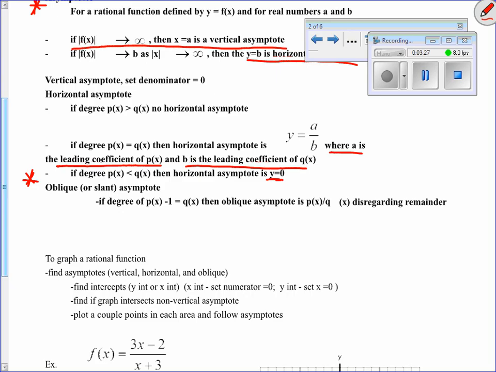So this is where we maybe need to refresh our memory: oblique or slant asymptotes. If the degree of p of x minus 1 is equal to the degree of q of x, so in other words, the degree of the top is exactly 1 more than the degree of the bottom, then the oblique asymptote is p of x divided by q of x, and we disregard the remainder. In other words, we have to divide q into p of x.